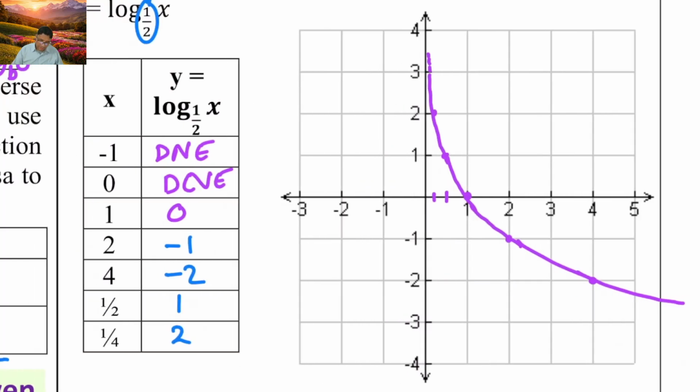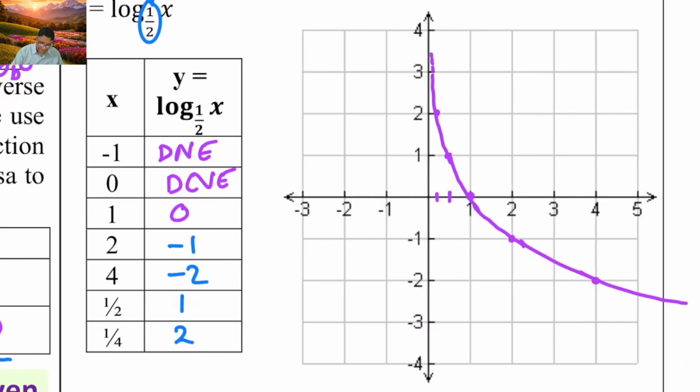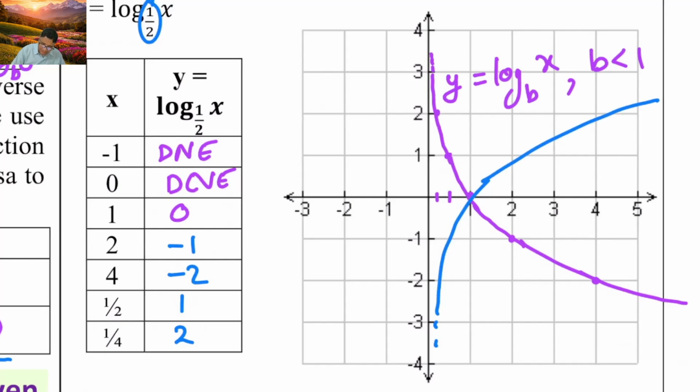And now I'm going to make some observations. This is the graph of y equals log base b of x, where b is less than 1. And I'll just draw a very rough graph of what we did previously, which was this. And that would be the graph of y equals log x with base b when b is greater than 1.